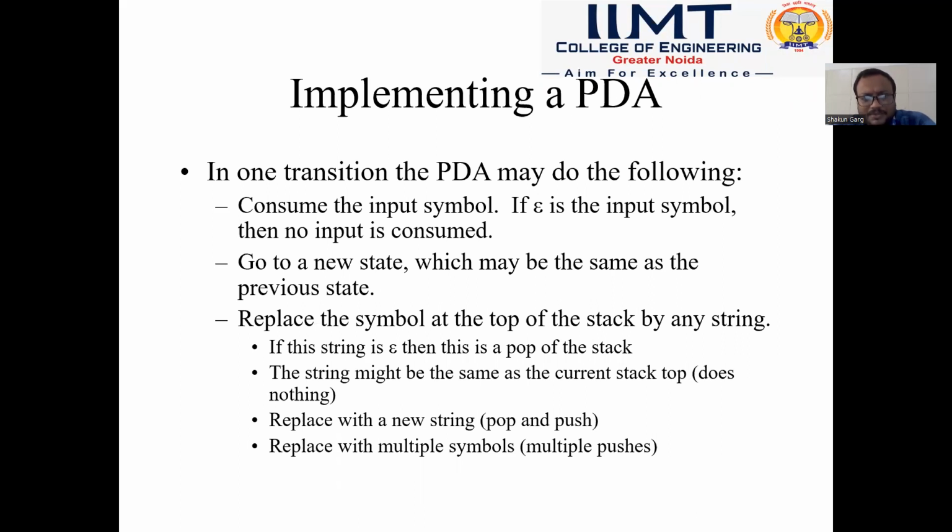In implementing a PDA, in one transition the PDA may do the following: consume the input symbol. If null is the input symbol, then no input is consumed. Go to a new state, which may be the same as the previous state. Replace the symbol at the top of the stack by any string. If this string is null or epsilon, then this is a pop of the stack. If the string is the same as the current stack top, it does nothing. Replace with a new string: pop and push. Replace with multiple symbols: multiple pushes.